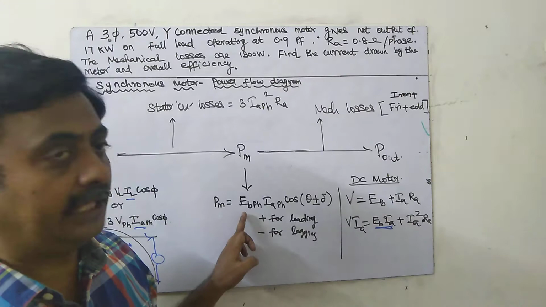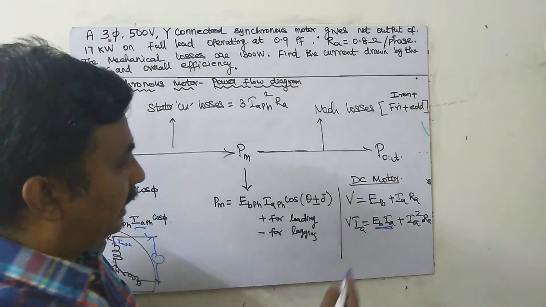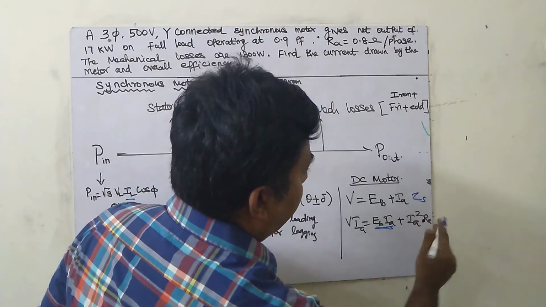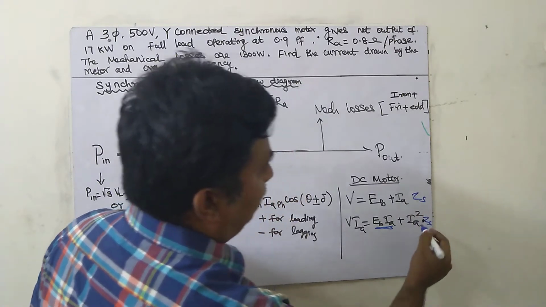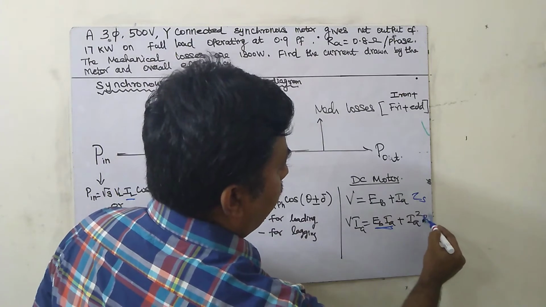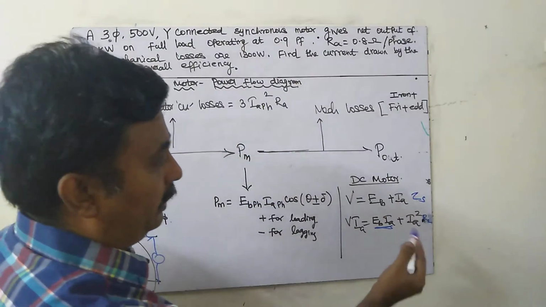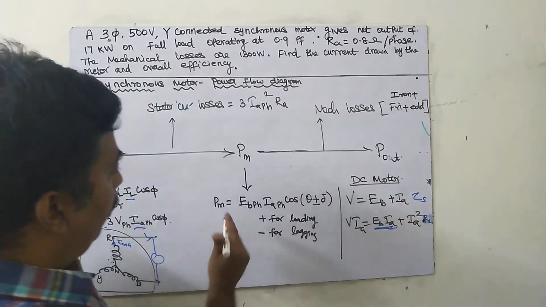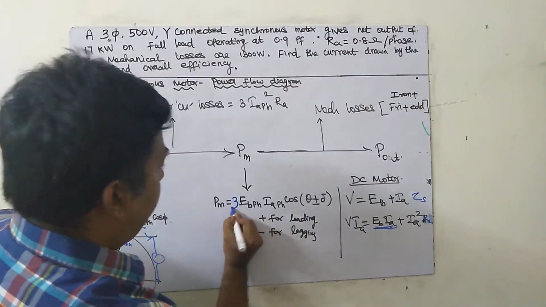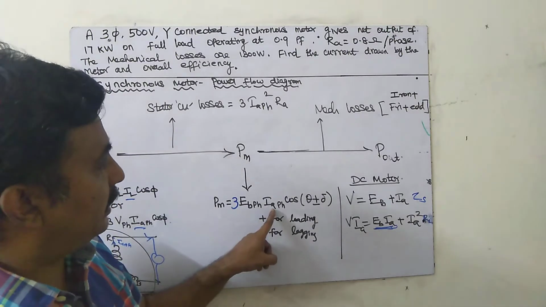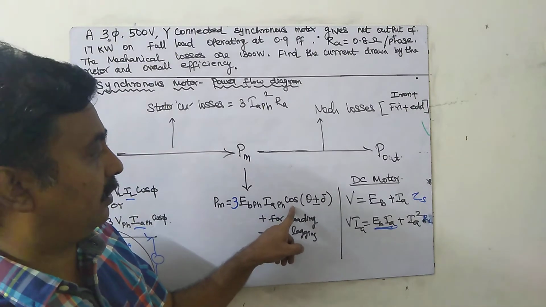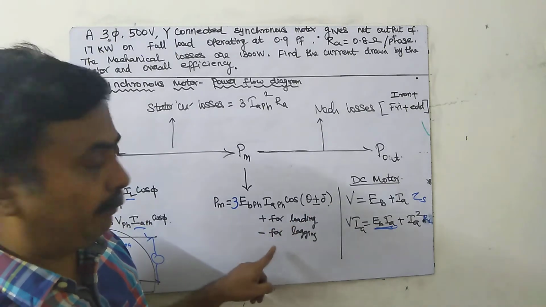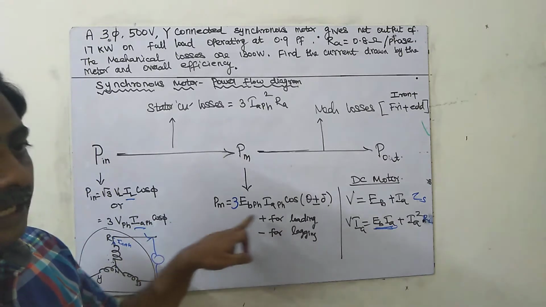Same thing here also, back EMF will be generated. Instead of RA here it will be ZS, IA square into ZS, sorry, this will be RA only, because power will be dissipated only in the armature resistance. But here EB into IA will be 3 times EB phase into IA phase into cos of the angle, because here, since it is AC, we get cos of theta plus or minus delta, the power angle, plus for leading and minus for lagging. So this is the gross mechanical power developed.